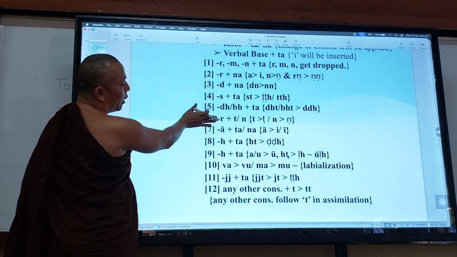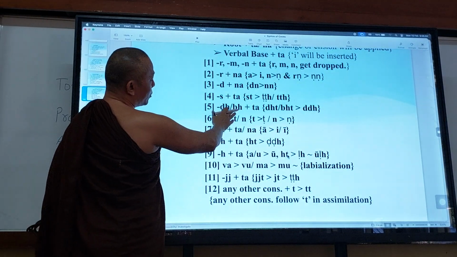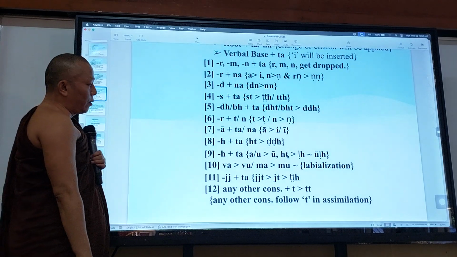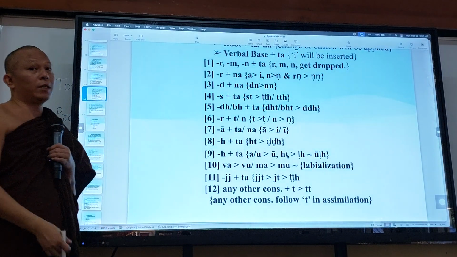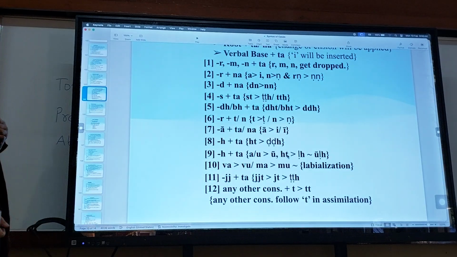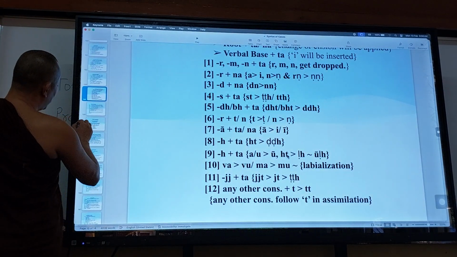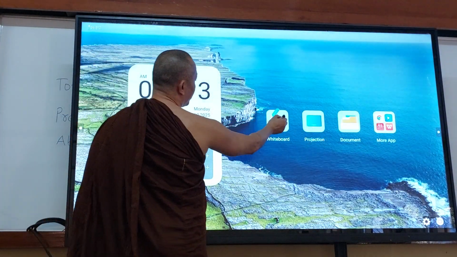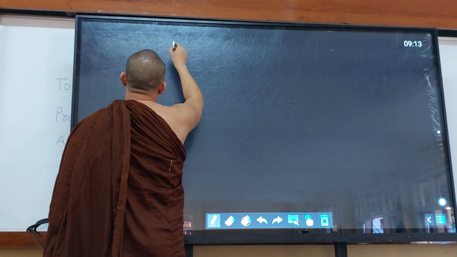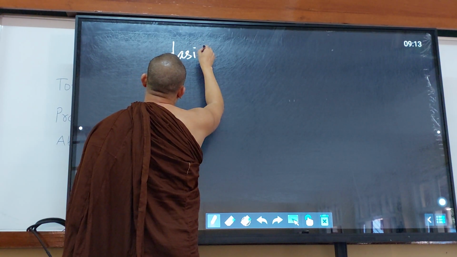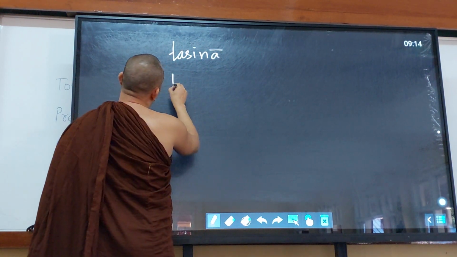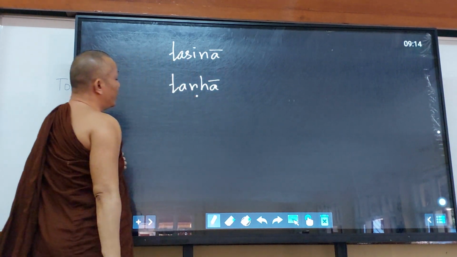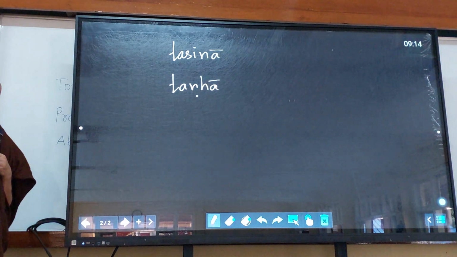And also the influence of the ra sound. So dental da becomes lingual da, or dental na becomes lingual na. Actually that rule is not just for the past participle; it applies in any word. For example, we have one word, and both of them refer to craving.